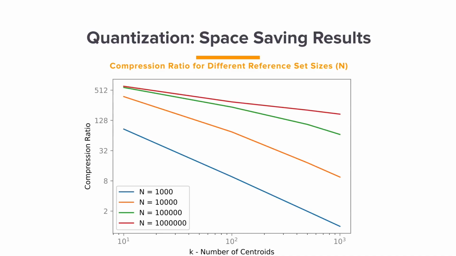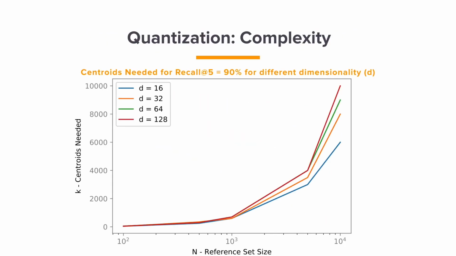Look at n equals 1,000,000. If I use 1,000 centroids, I compress over, I wrote it right here. For 1,000,000 images, if I compress with 1,000 centroids, its compression ratio is 170. That means the compressed size is less than 1% of the uncompressed size. So compression is good. Quantization has something going for it. The problem is, I need a lot of centroids for it to be accurate.